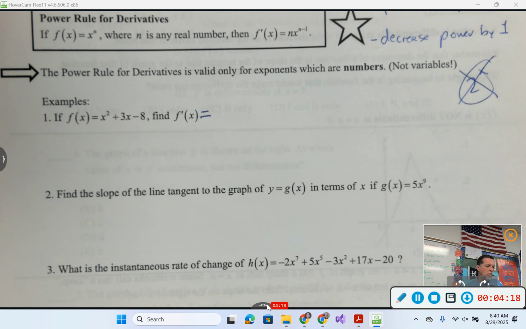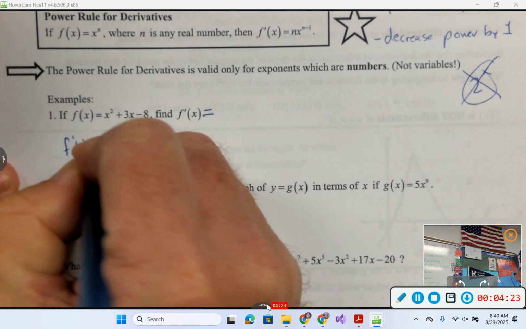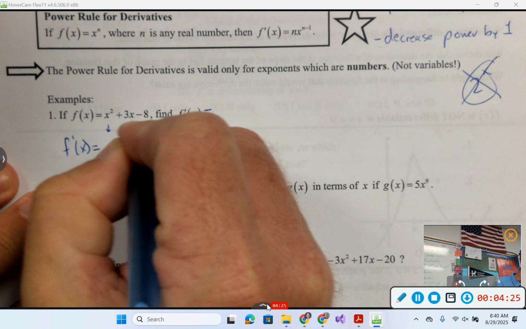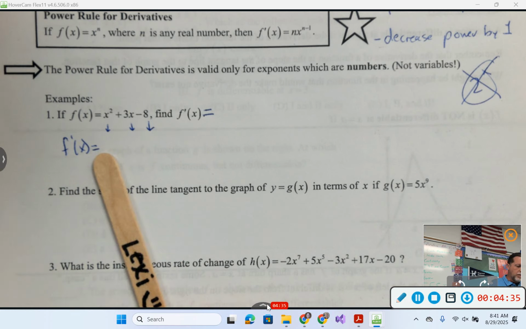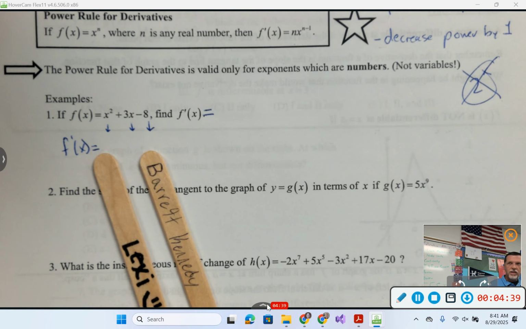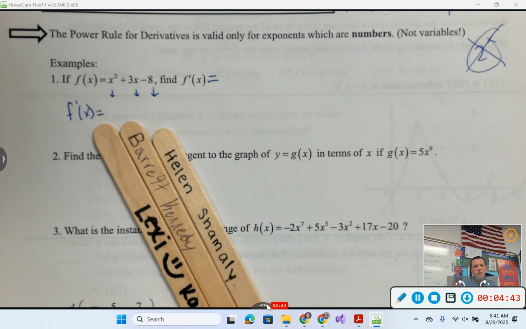Okay, number 1. You know what? Let's pick on people, and let's pick on people one by one. Let's see here. Oh, Ryder picked a good time to go to the bathroom. Don't get him any returns. Lexi, Barrett, Helen. 3 terms, 3 voluntolds.